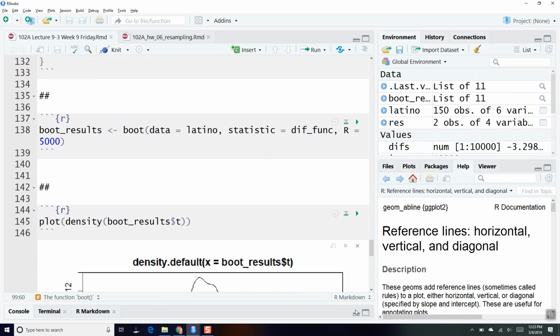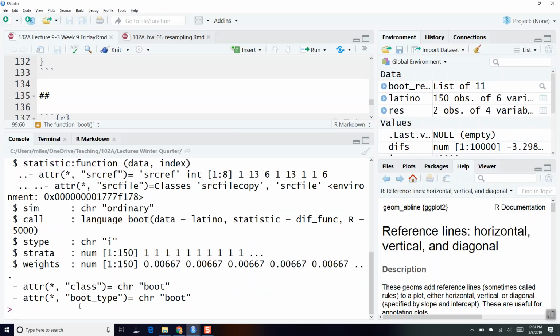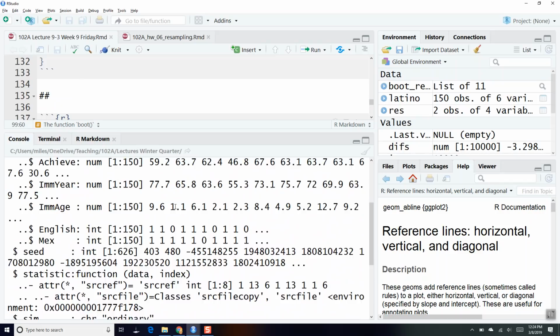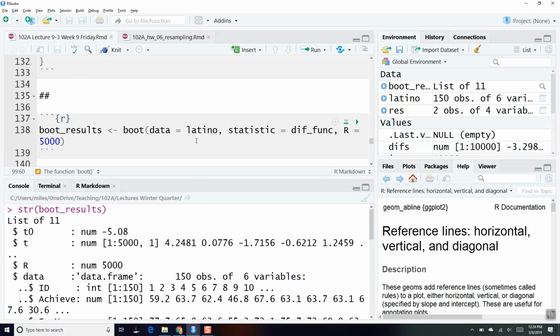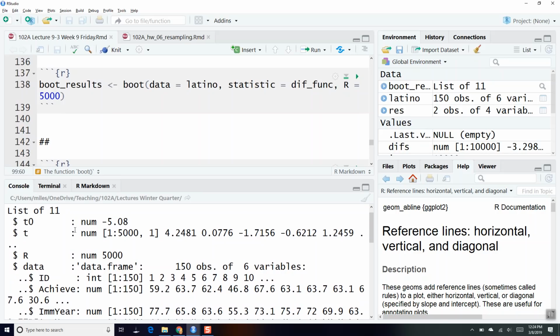So when we look at boot results itself, it is a list of a whole bunch of things. It's a list of 11. It comes with T0 and T and all of this stuff. Basically all of the resampled values show up in this vector, boot results $T. So this is going to be the different values that get resampled, one for each replicate. So we have a vector of 5,000 things, and they're all stored in here.